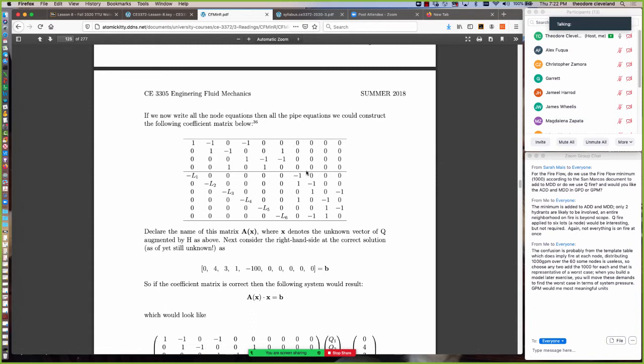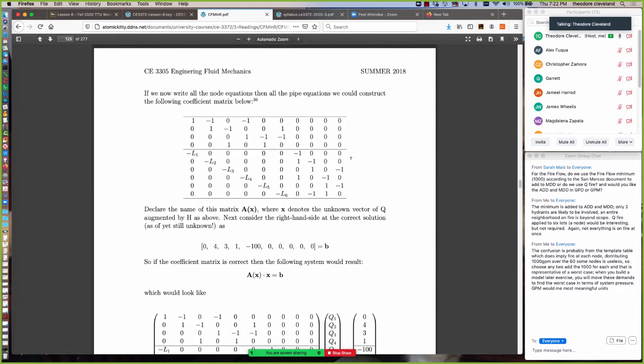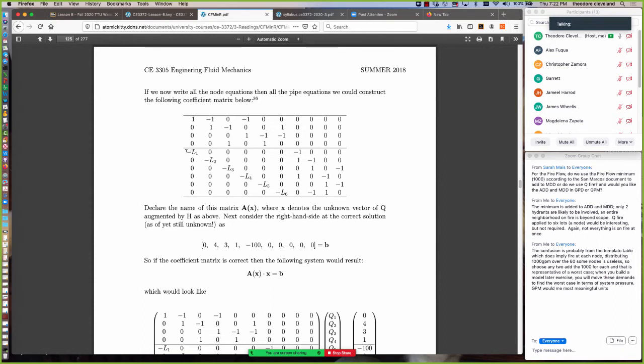So you notice this block of zeros here for the heads. That is because the total heads at each node are irrelevant in terms of the continuity equation. We have to keep the zeros there for algebra reasons. Down here in the pipeline portion, we simply have the starting node, ending node, and then the pipe identifying the connection between the two.